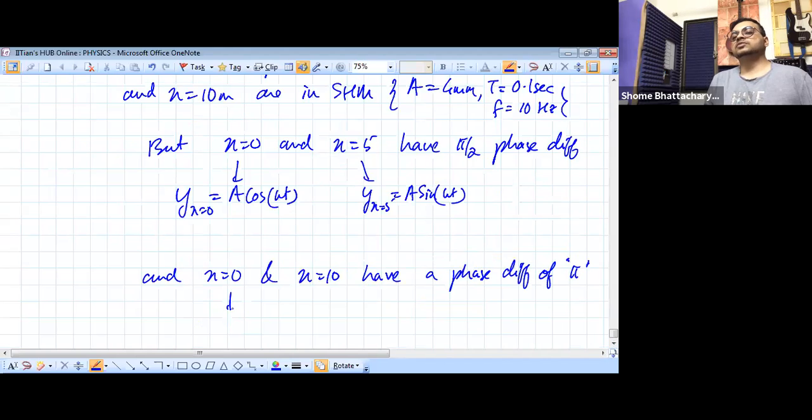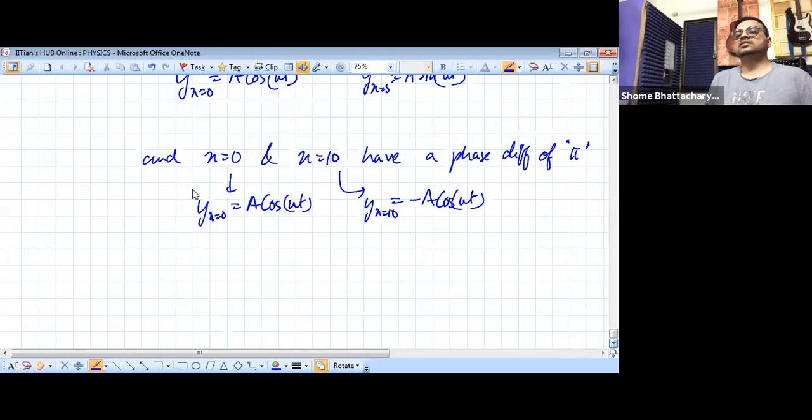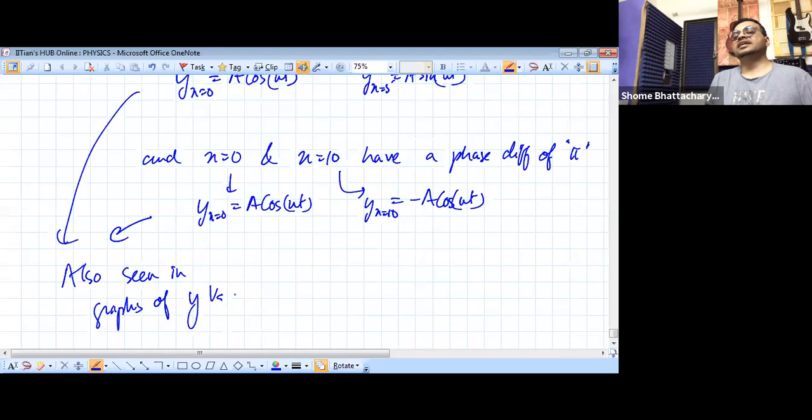Okay. Because this one was a cos omega t and this one is minus a cos omega t. Now these two things are also seen in the graphs of y versus x at various times.